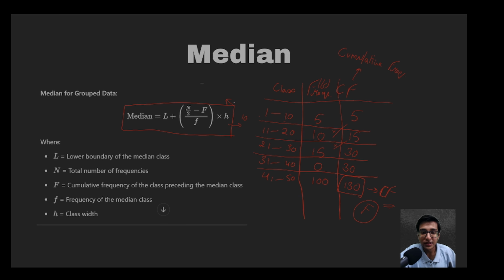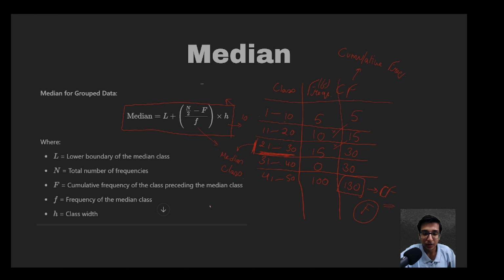F is frequency of median class. Now what is the median class going to be? 1, 2, 3, 4, 5. Again, there are 5 here. So the median class would become this one. The middle one would become our median class. This we consider as median class. This is not our median. This is our median class. So from here, you can take down the value of f, which is 15.